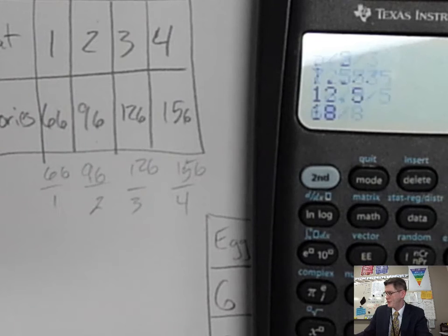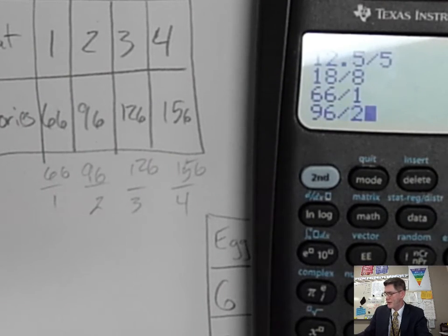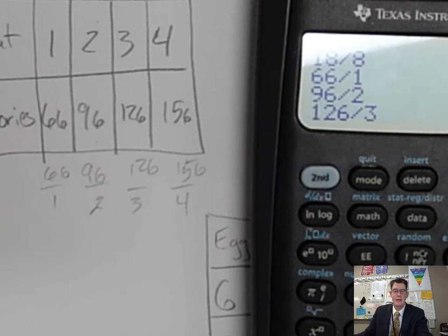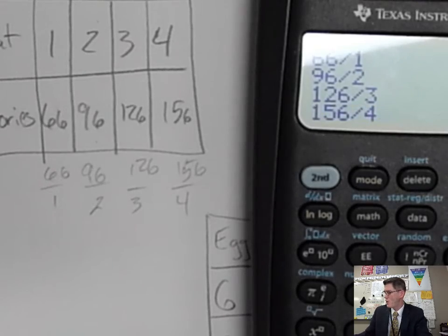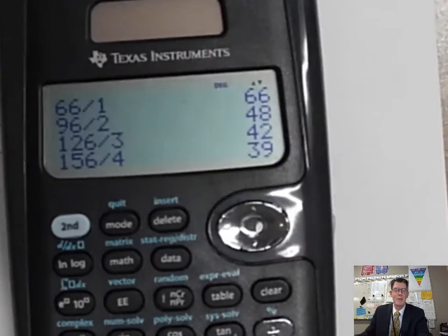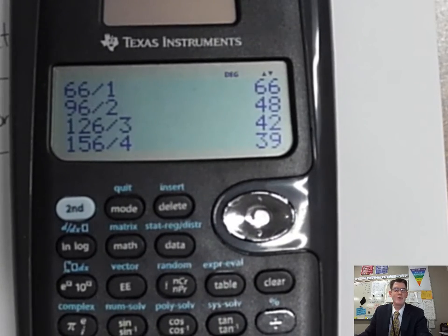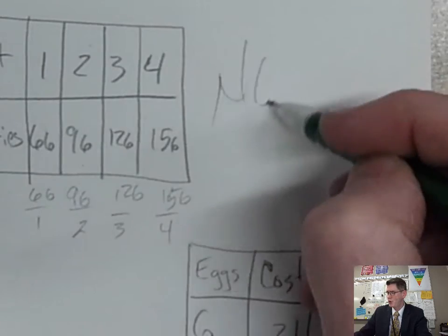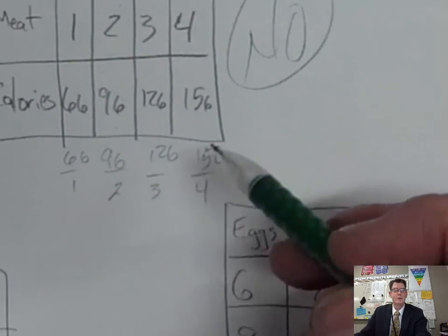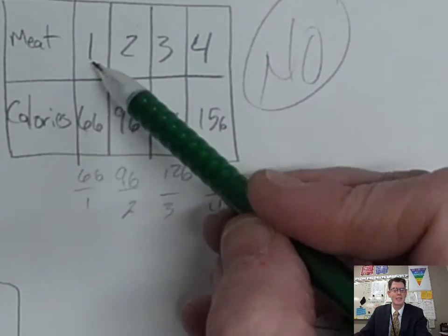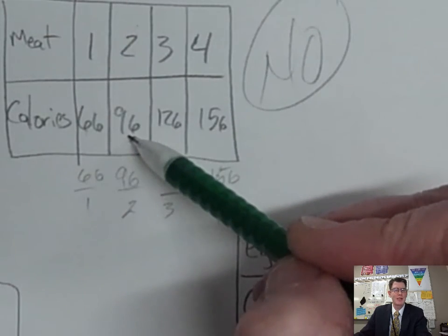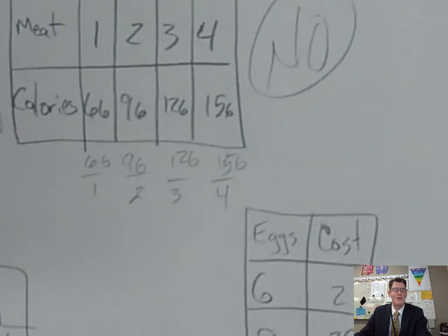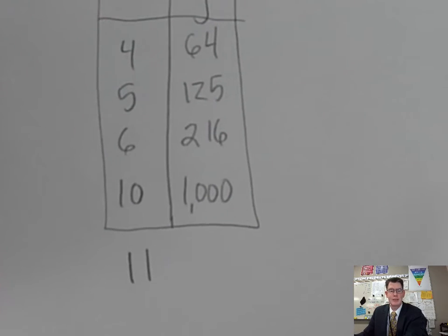To make this easier, 66 divided by 1, and then 96 divided by 2, and 126 divided by 3, and 156 divided by 4. And then I'm going to see, do I get the same number each time that I divide those? I do not. So that is not a proportional relationship. And you can kind of see that 1 66 is not the same as 2 somethings to get 96. When you cut that in half, you're definitely not going to get 66.